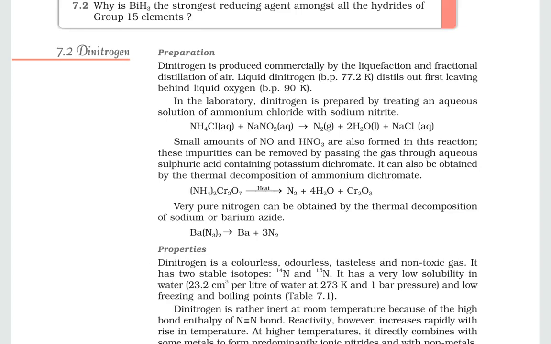In this video, we will continue the chapter 7 of our NCERT class 12 chemistry, which is P block elements. In the previous video, we read till the first topic, which is topic 7.1, which was group 15 elements. In this video, we will continue from the next topic, which is topic 7.2, dinitrogen.